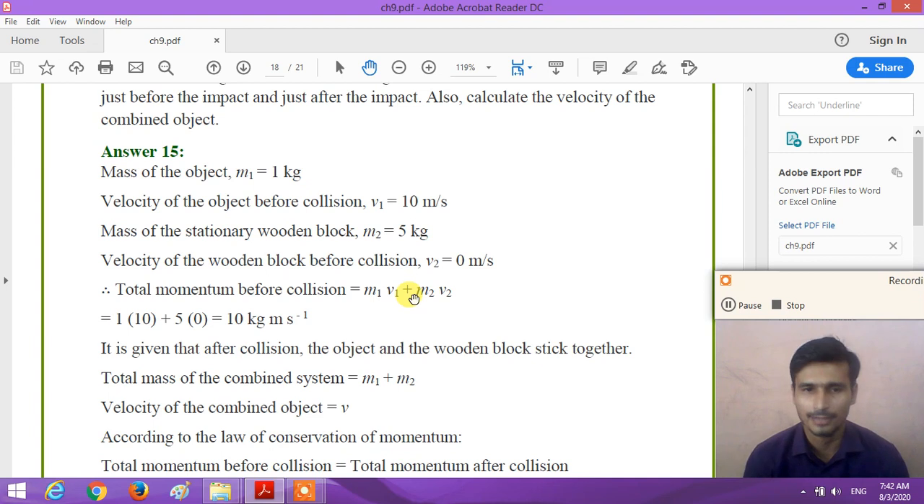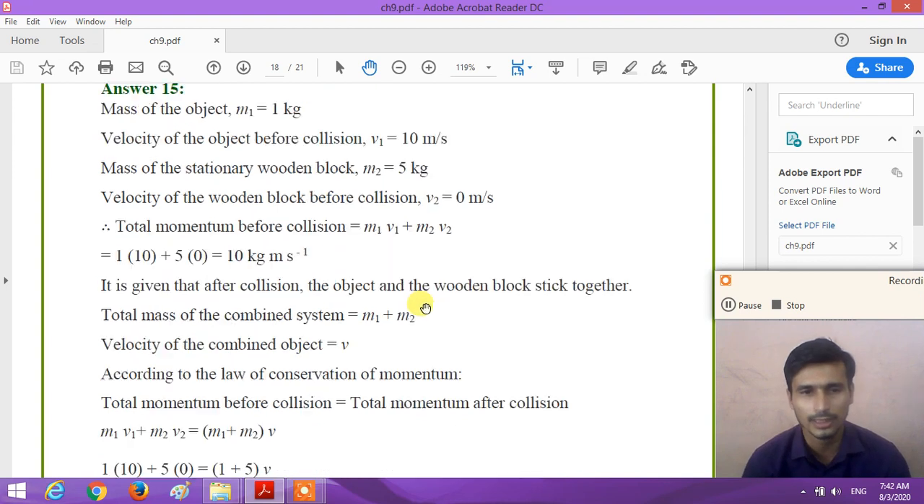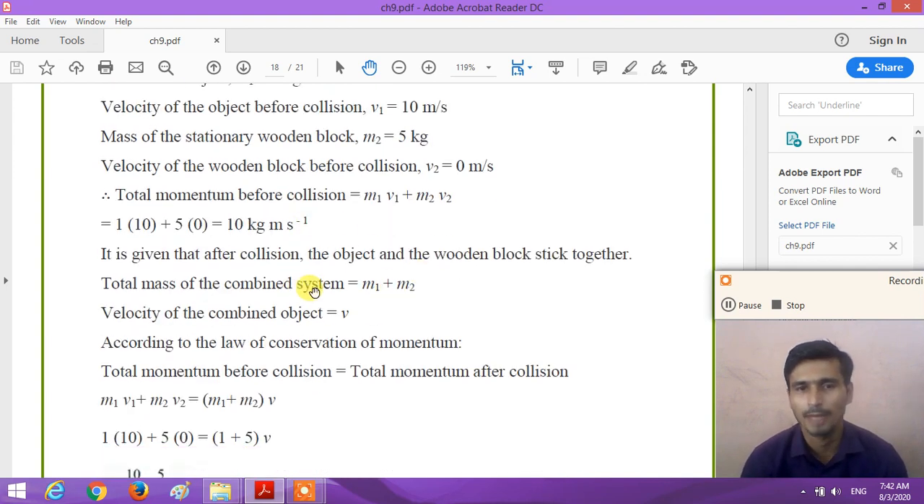Now after collision, the object sticks with the wooden block and moves together. So the total mass of the combined system of the object and the wooden block is m1 plus m2. Velocity of the combined object is v, suppose we assume. So we want to calculate this velocity. Now what is the total momentum after the collision? m1 plus m2 into v.